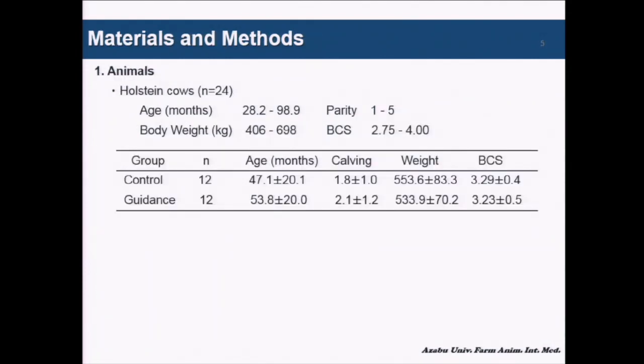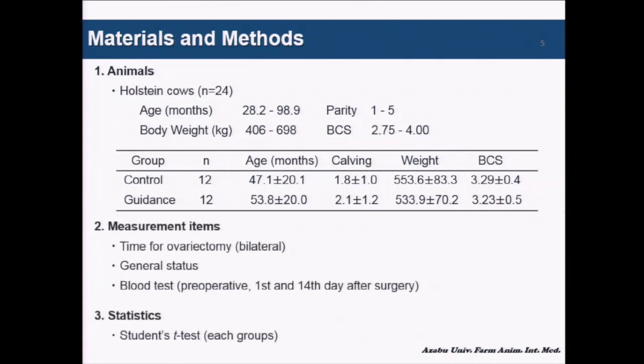This shows the materials and methods. We used 24 clinically healthy Holstein cows, whose age, parity, body weight, and BCS are seen in this slide. We randomly divided these cows into two groups. The control group underwent the typical laparoscopic ovariectomy, while the guidance group was combined with transrectal guidance by an assistant. For both groups, we examined the time required for bilateral ovariectomy and performed a general status and blood test at this point.